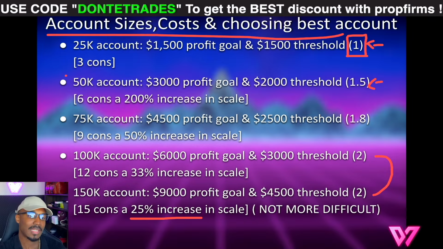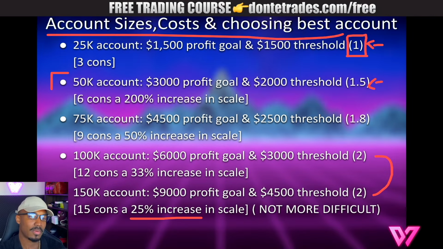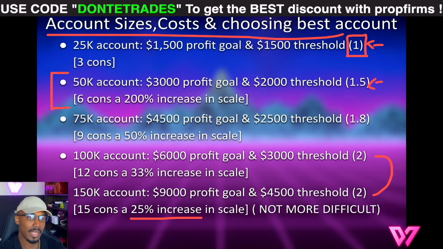And if you look at it here, the most valuable account is actually the 50K account, because you get a 50% increase in difficulty, but for that 50% increase in difficulty, you have a 200% increase in scale. The 75K is an okay account. For me, the 100K, I just wouldn't get it because it doesn't make sense. And I believe this is one of those products that companies put there to make other products look better.